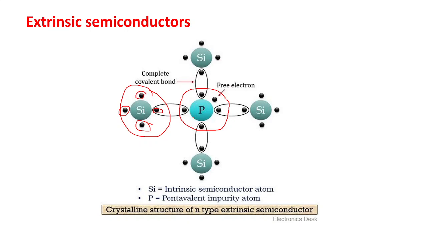That is the phosphorus. We have taken it from group 5 of the periodic table, and it has 5 electrons in its outer orbit. So 4 electrons will be able to freely make a covalent bond with our intrinsic semiconductor, our pure semiconductor, that is silicon.